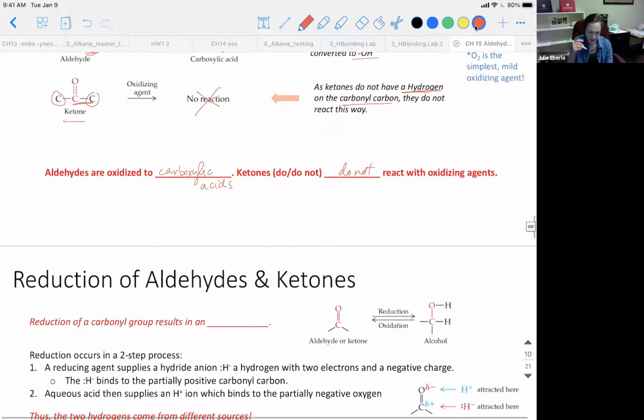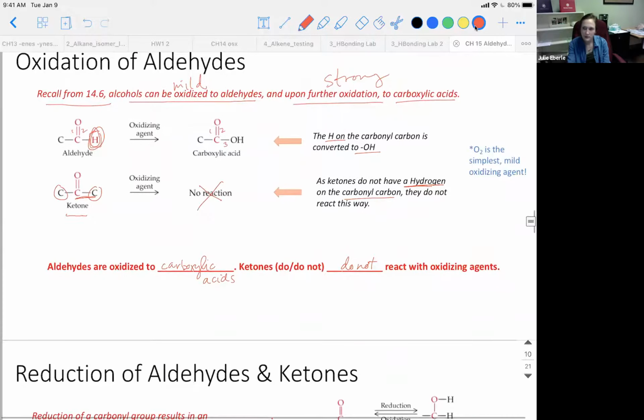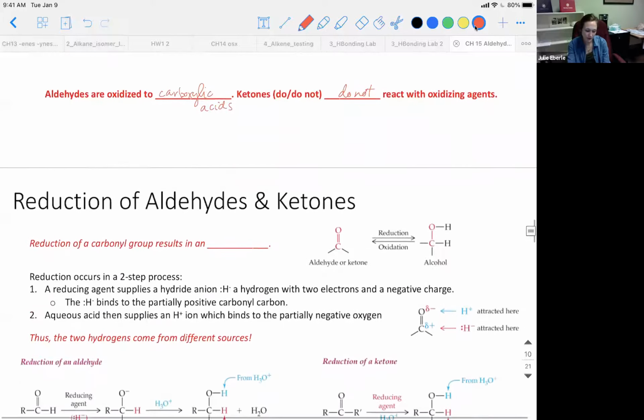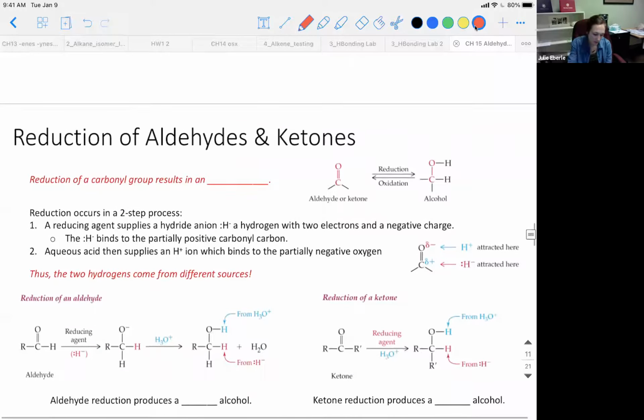Ketones do not react with oxidizing agents. Okay, any questions on this? Okay, what if we do the reverse? What if, instead of oxidizing it, we reduce it? So now we're just going to take away carbon oxygen bonds and make them back into carbon hydrogen bonds. So reduction of a carbonyl group results in an alcohol.